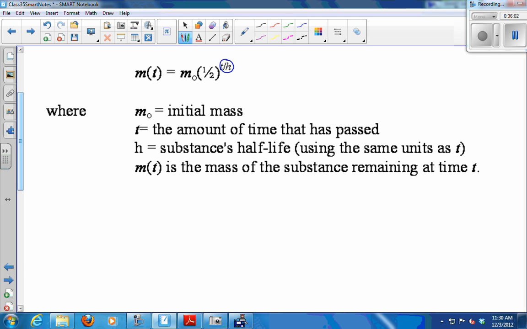So if the half-life is 1,000 years and 6,000 years have passed, then you would say, well, that means that it got halved 6 times. So to get that 6, we took the time that has elapsed divided by the halving time, the half-life. Okay, so this is our general formula.